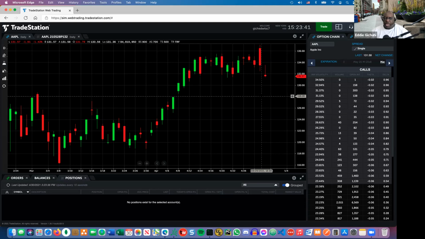Somebody asked me a question: how do they see the option chart in TradeStation?